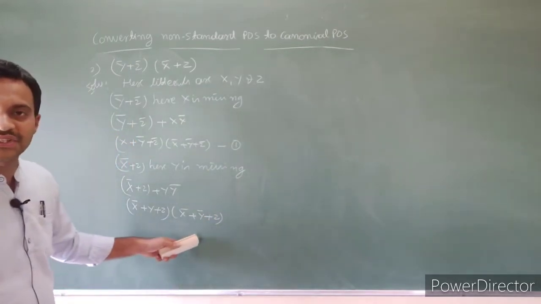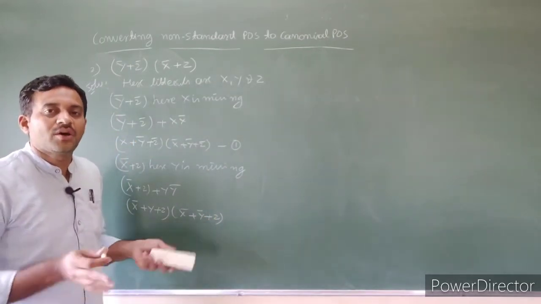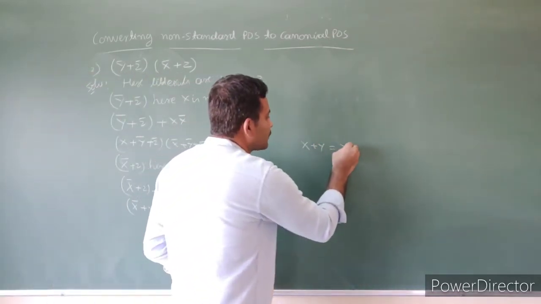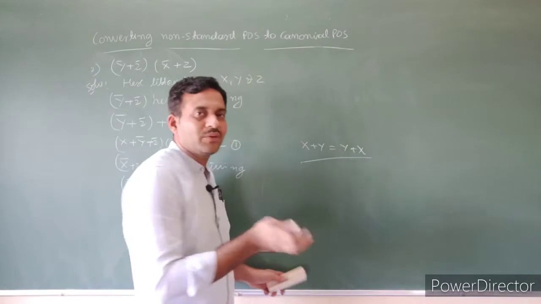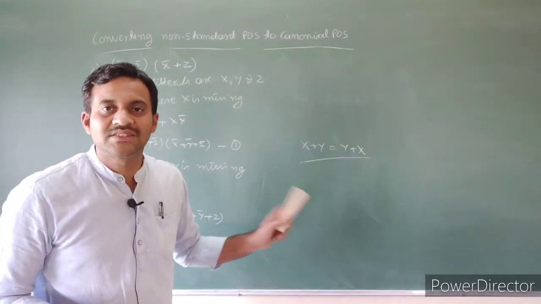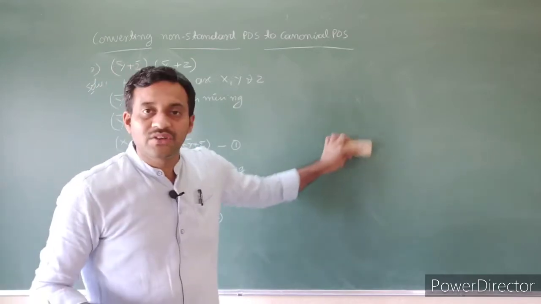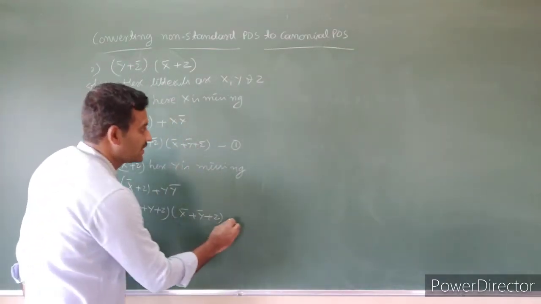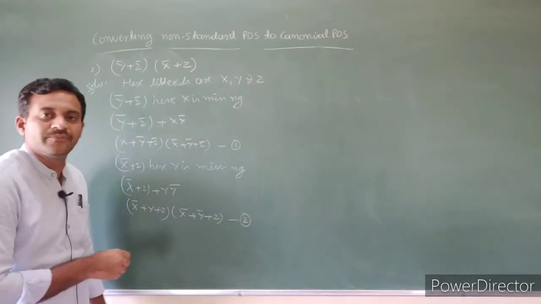While writing the expression, follow the commutative law. What is commutative law? X plus y is equal to y plus x. If you replace any variables within the expression, the value remains the same. So apply commutative law and write the literals in order. Call it expression 2.